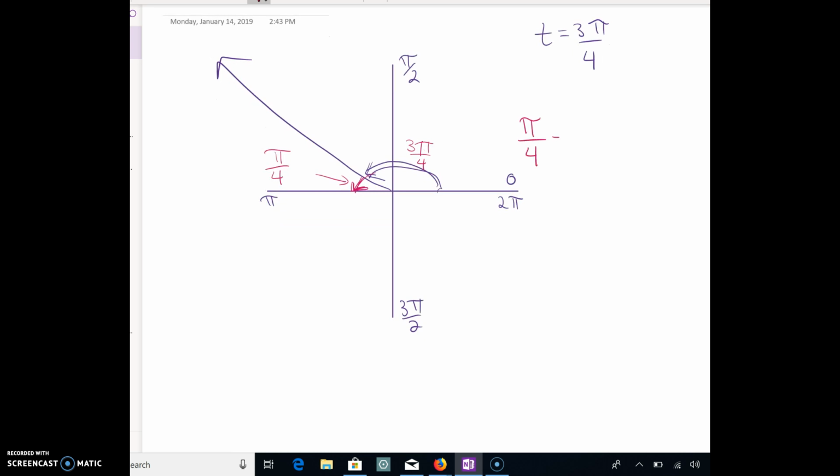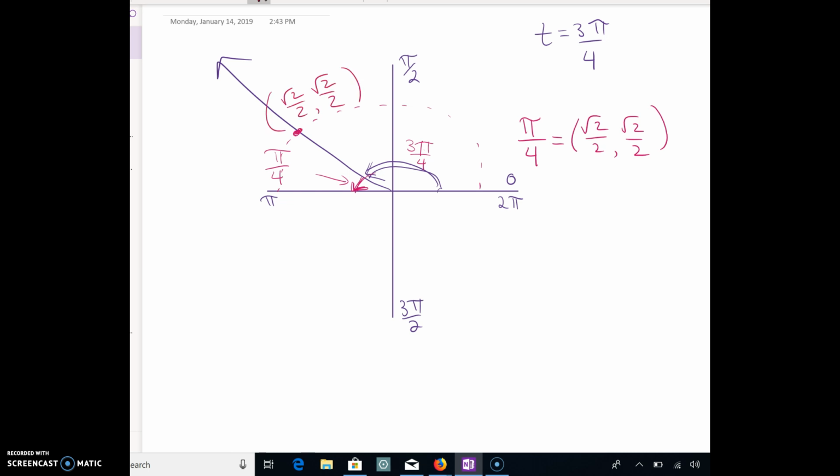Now, remember the terminal point that's associated with pi over 4. Pi over 4 has a terminal point associated with it of square root of 2 over 2, comma, square root of 2 over 2. So what this is telling us so far is that this ordered pair on the unit circle right here is the square root of 2 over 2, comma, the square root of 2 over 2.